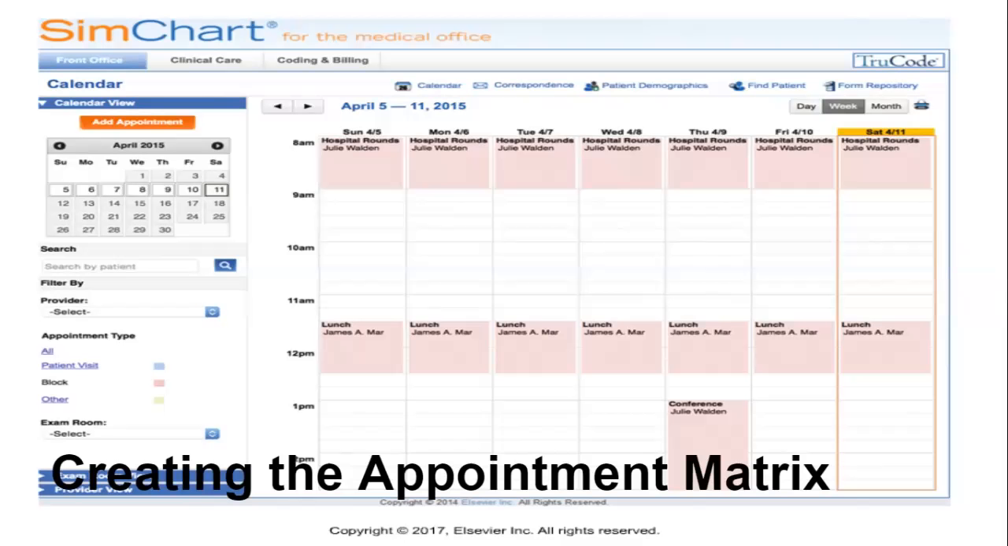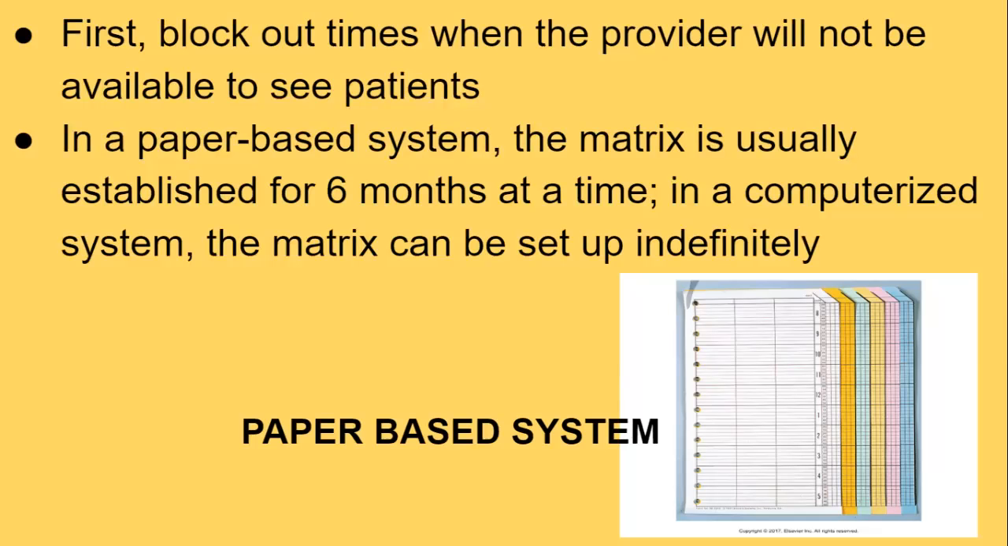Okay, so you guys are going to recognize this. All of you will. Even if you did not get to do a whole lot of SIMS charting, you're going to notice that this is an appointment matrix, and a lot of you have already gone through this, and some of you have just dabbled in it a little bit. Okay, the first thing that you're going to need to do in your appointment matrix is block out the time when the provider will not be able to see patients.